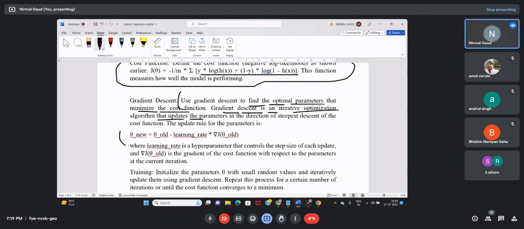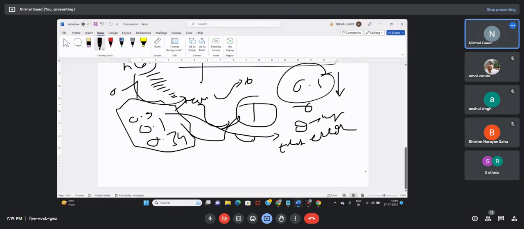So here is what we need to perform. Theta new equals theta old minus learning rate into delta J theta old. Theta new is a parameter, the weight. So new weight equals old weight minus learning rate multiplied by delta J theta old. That means the partial derivative, del by del weight, of J theta. That's what they are saying. So if you want me to rewrite this equation, what will I be writing?